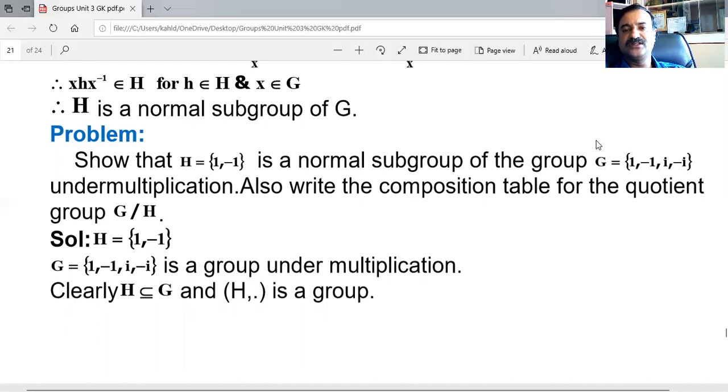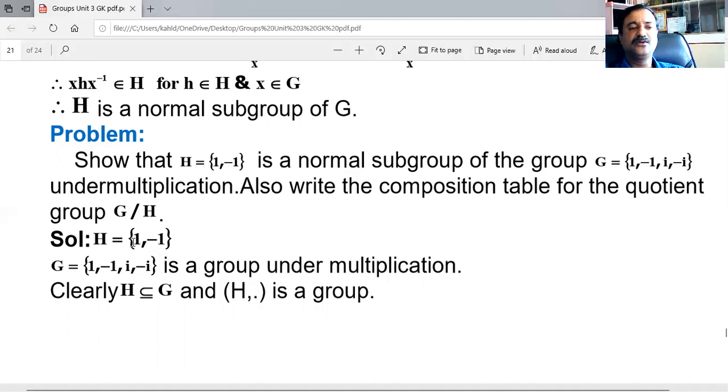Here we are using that G is a group under multiplication, and we want to prove that H equal to {1, minus 1} is a normal subgroup. Also write the composition table for the quotient group G by H. He is asking that. We want to write the composition table for the quotient group G by H, which I covered in earlier classes. First in the problem, I prove that H is a normal subgroup.